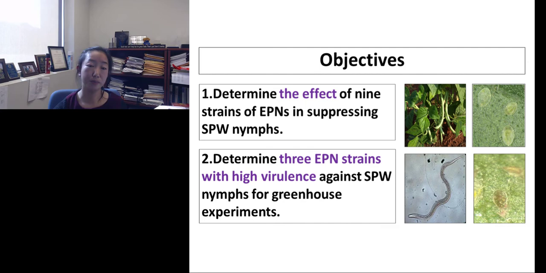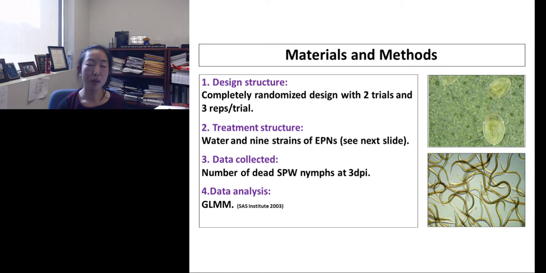So now let's look at the materials and methods. The design structure is a completely randomized design with 2 trials and 3 reps per trial. The treatment structure is 1 water control and 9 strains of entomopathogenic nematodes. You can see more information on the next slide. The data we collected was the number of dead sweet potato whitefly nymphs 3 days after the treatment applications. We analyzed the data using the generalized linear mixed model in SAS software.